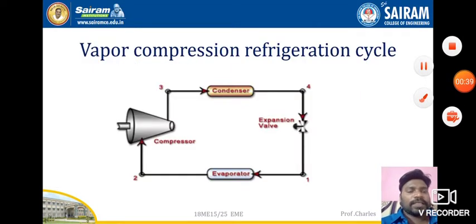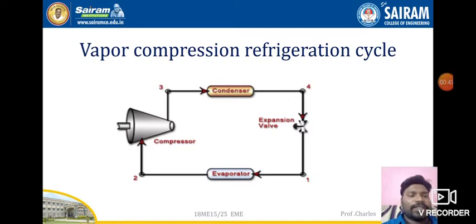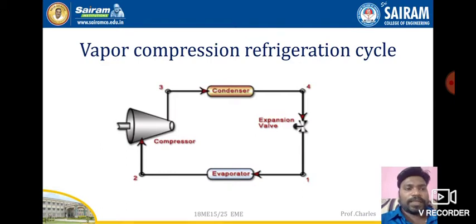Next, we'll move on to the vapor compression refrigeration cycle. It consists of 4 components: compressor, condenser, expansion valve, and evaporator. The entire refrigeration process follows throughout this refrigerating cycle. We will study the components and their functionality one by one in detail. So let us take the compressor first.